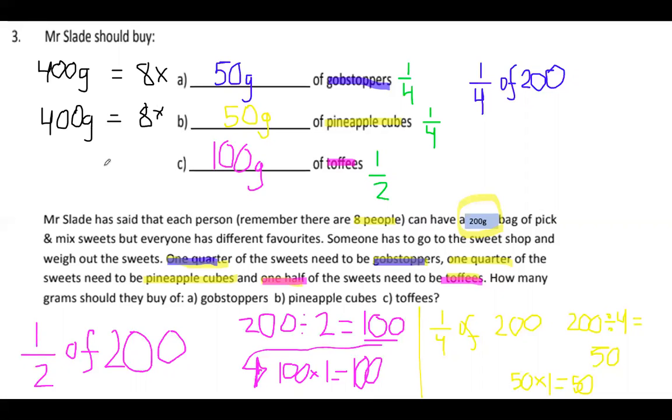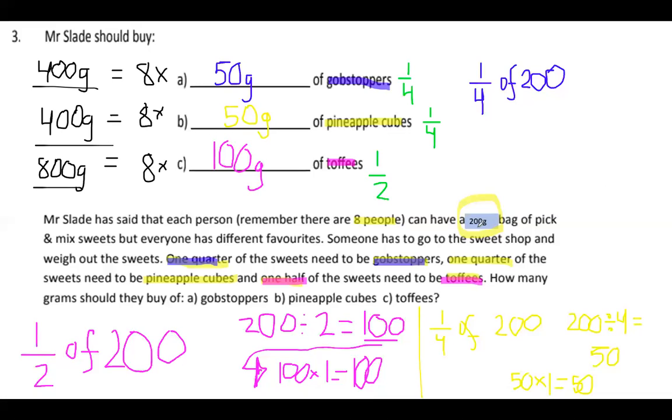Now, as well, for our toffees, again, we need to multiply by 8 because there are 8 people, 8 hundreds. So you can count up in hundreds if you like, but you should also realize, well, 8 hundreds is 800. You can check that if you want counting up in hundreds. You can look at your 8 times 0 ones is going to be 0, 8 times 0 tens is going to be 0 tens, and 8 times 100s is going to be 800s, 8 in the hundreds. So there we go. So our answer is that he needs 400 grams of gobstoppers, 400 grams of pineapple cubes, and 800 grams of toffees to get all of these snacks for everyone.